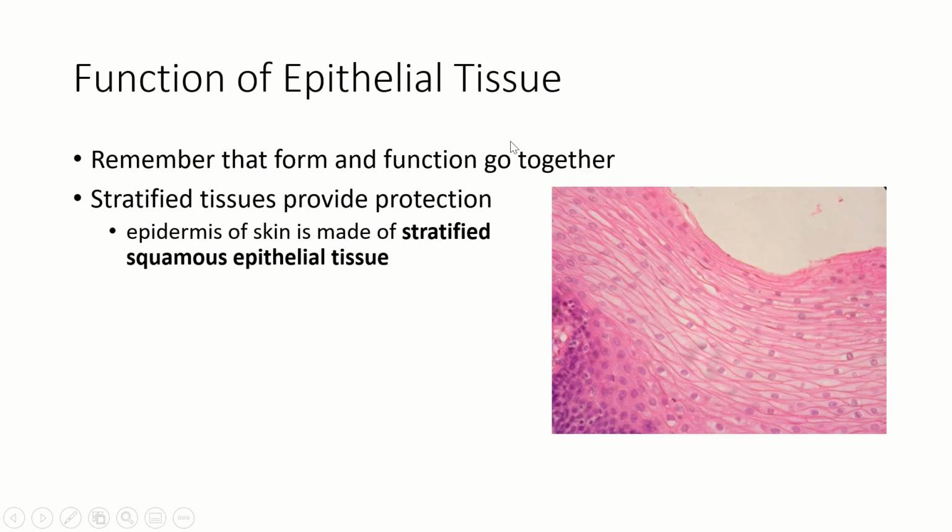For all tissues and organs, form and function go together. So for epithelial tissues, think about the function when you think about what it's called, but also remember this naming category. It's either simple or stratified, and then we have the shape of the cells, squamous, cuboidal, or columnar. And then add epithelial tissue, so we know you're not talking about connective tissue.